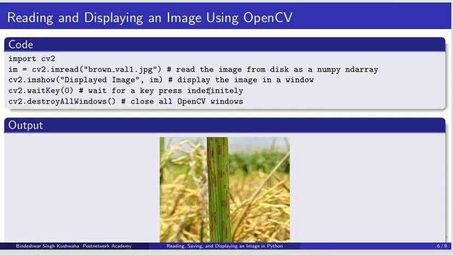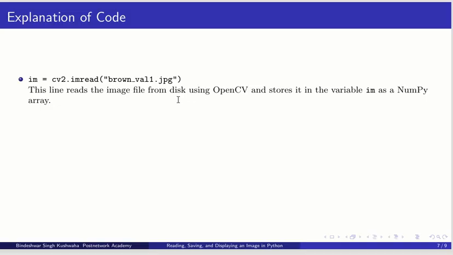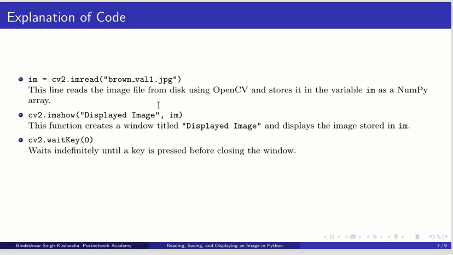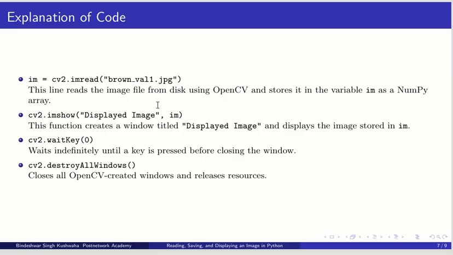Now let us understand it line by line. cv2.imread will read the image from the disk. Then it will show or display the image and wait indefinitely, that means in a loop it will wait. And the last one closes all OpenCV-created windows and releases resources, that is for resource management purposes.